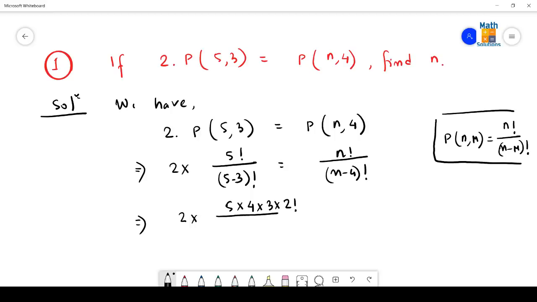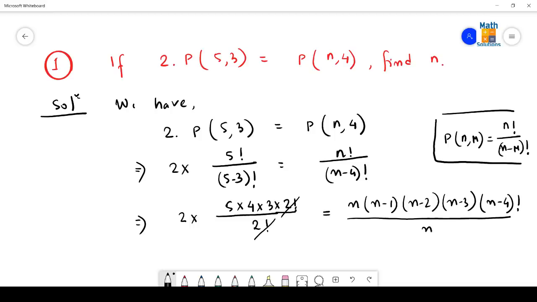2 factorial. I kept here 2 factorial. I stopped here at 2 factorial because in the denominator also I am going to get 2 factorial. So both these two terms will get cancelled. On the other side it will be n into n minus 1 into n minus 2 into n minus 3 into n minus 4 factorial, and the denominator is n minus 4 factorial.